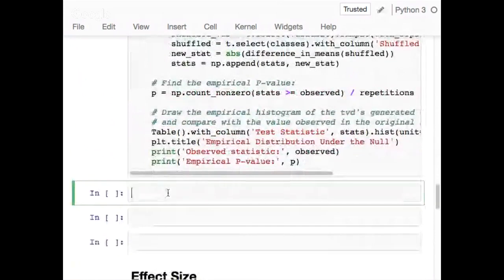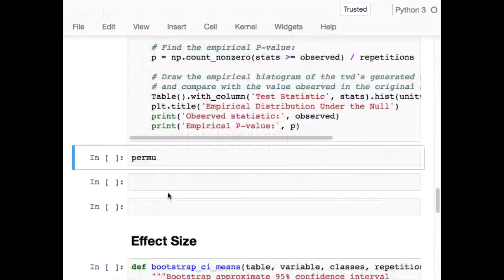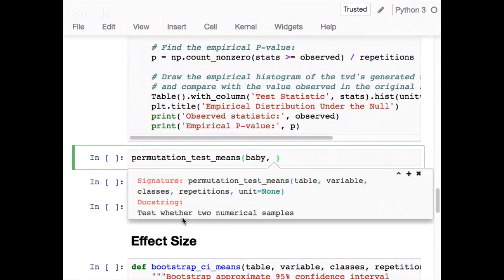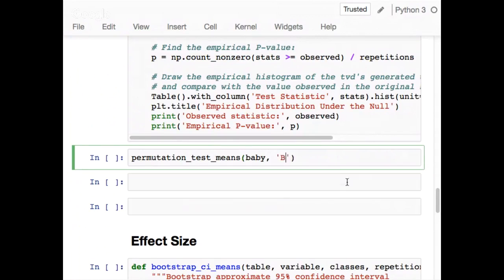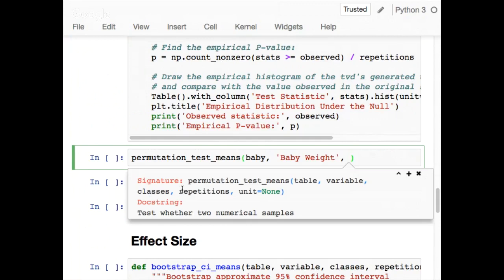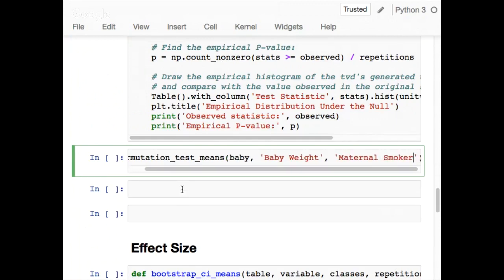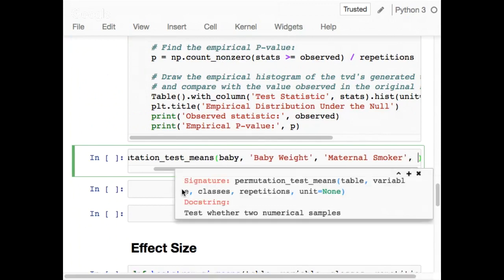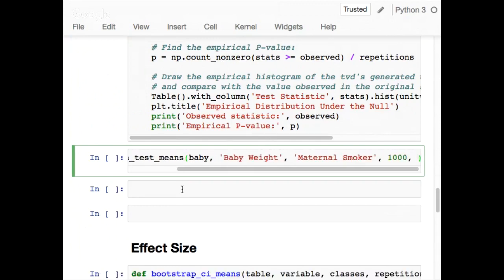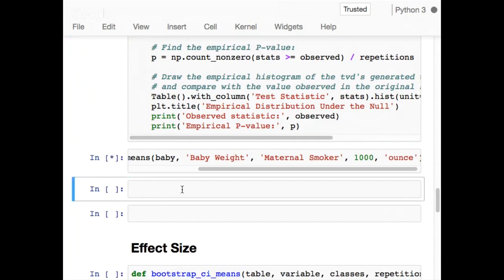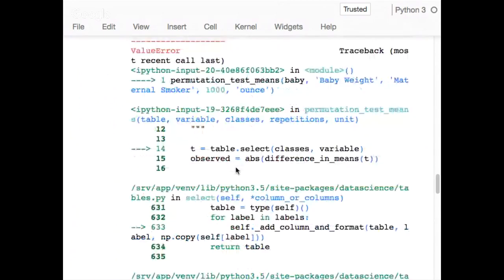The way this works is I just call permutation test means. I have to run that. Permutation test means on my baby table. I pass in the variable I'm interested in looking at, and the maternal smoker column of the categories. How many repetitions I want, so let's say 1,000, and it's in ounces. The baby weight is in ounces. So I run that, and it broke.